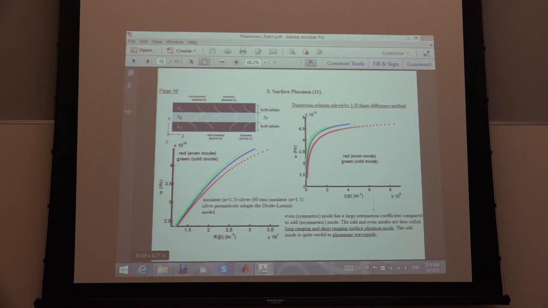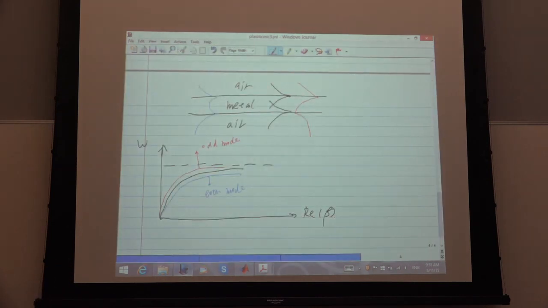So how do we excite these two modes? Just change the angle. Maybe this is a metal layer. If we change to a different angle, maybe theta 1 can excite one mode and theta 2 can excite another mode, because they have different k.